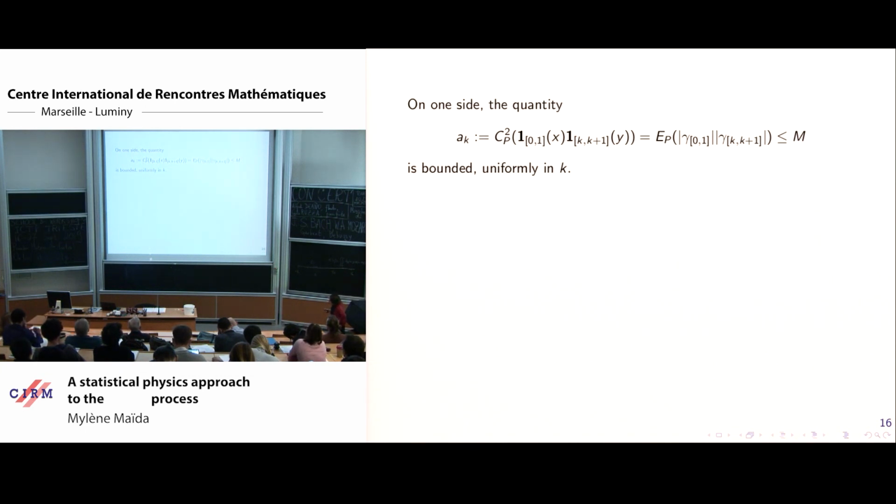Okay, so now with all this in mind, we can go inside the proof itself. So I'm running a bit out of time, but okay, let's go. So x and y will be 2 points, and I will look at the joint law with the configuration in that neighborhood. So I look at CP2 of x being in [0, 1], and y being in [k, k+1], and k will go to infinity.